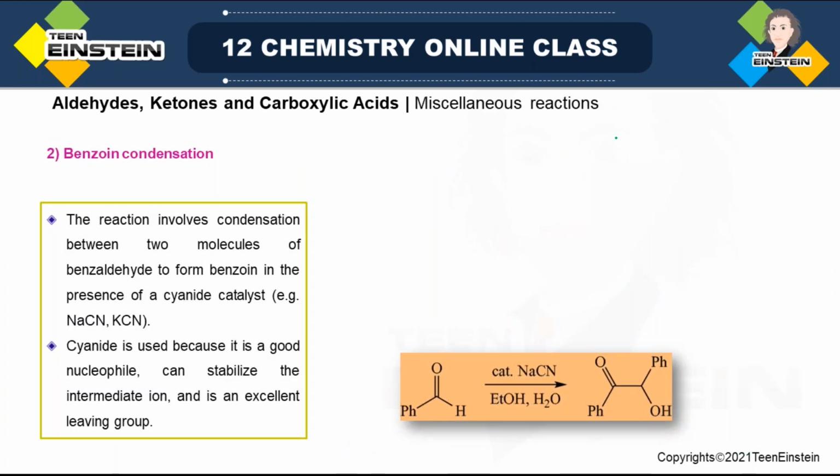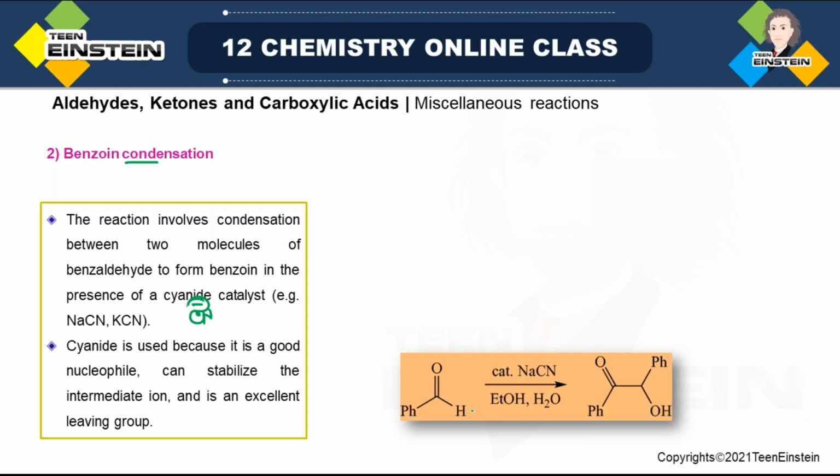After finishing Cannizzaro, next under miscellaneous reactions is benzoin condensation. Now as we are saying condensation, there must be removal of some group, right? Otherwise why are we saying condensation? Now this reaction involves condensation between 2 molecules of benzaldehyde, and it forms benzoin in presence of a cyanide catalyst. That means in presence of CN- ion, which is coming from NaCN or KCN.